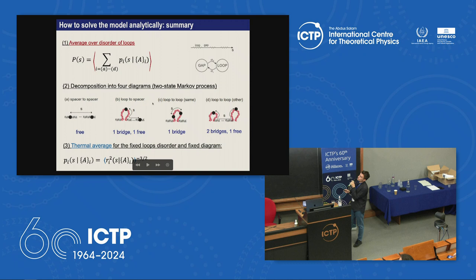Then we need to understand that loops and gaps can be mapped onto a two-state Markov process, where first you have a loop, then a gap, and all these lengths of loops and gaps are randomly distributed with an exponential distribution, because that's a feature of the two-state Markov process. So that's where we use our assumption of exponential distribution of lengths of loops and gaps. Then this inner quantity can be decomposed into four different scenarios, four different diagrams, as we call them, and we compute the thermal averages for each of these diagrams specifically, and then eventually average over the loop disorder using the known weights for the Markov process. So that's how it's done behind the scenes.